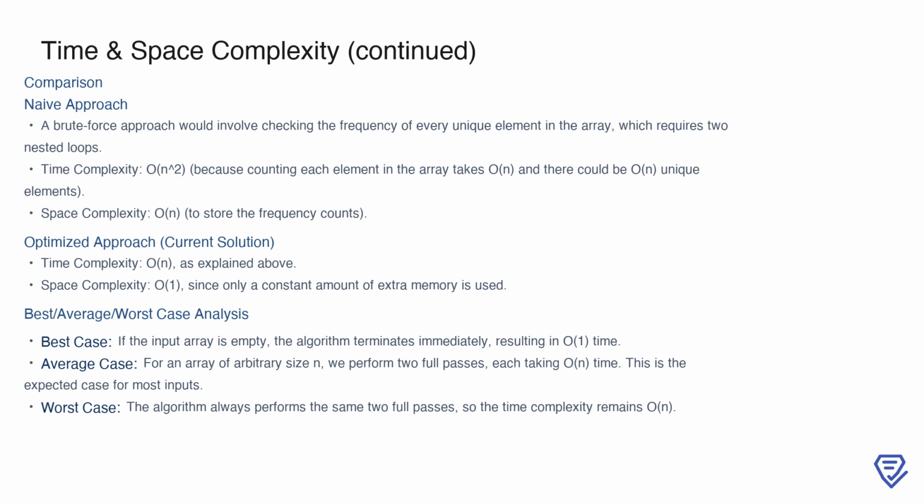It achieves a time complexity of O(n) by using two linear passes and a space complexity of O(1) by avoiding the use of additional data structures. Additionally, in terms of best, average, and worst-case scenarios, the algorithm performs consistently. In the best case, such as when the input array is empty, the algorithm terminates immediately with O(1) time. For an average-sized array of length n, two full passes result in O(n) time. And even in the worst case, the time complexity remains O(n), since the same two passes are performed.